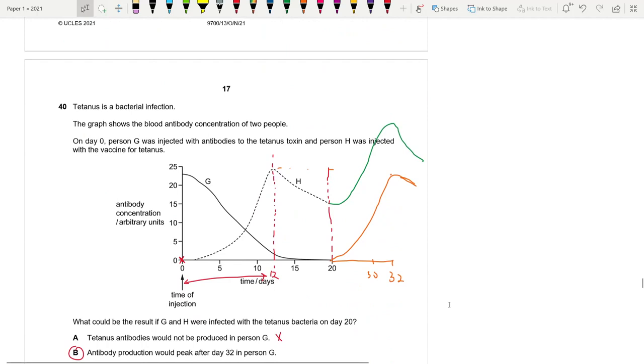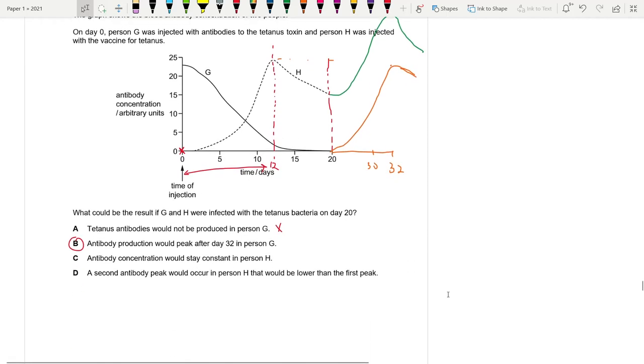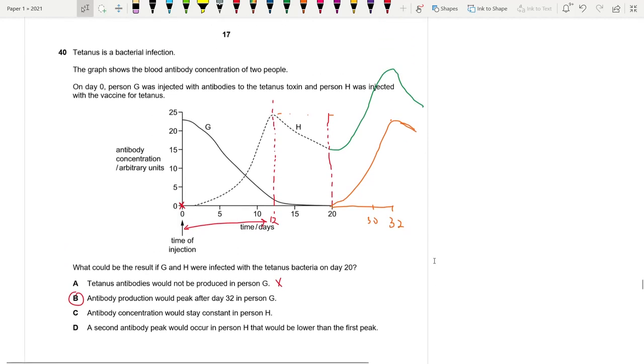Last one, 40. Tetanus is a bacterial infection. The graph shows the blood antibody concentration of two people. The graph shows on day 0, person G was injected with antibodies to the tetanus toxin and H was injected with the vaccine. Okay, what could be the result if H and G were infected with the tetanus bacteria on day 20? Check this out. I drew the figure afterwards. So G was given artificial passive immunity. Do you understand? That means he or she does not have memory cells.